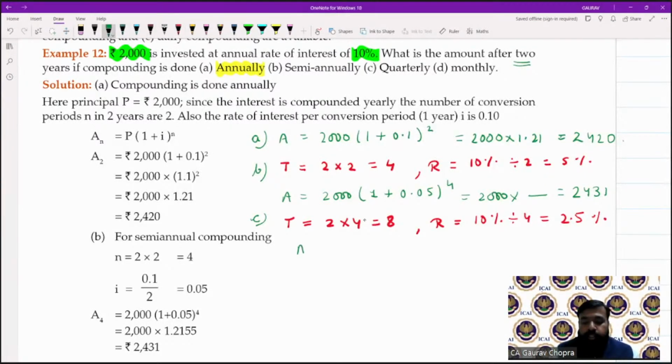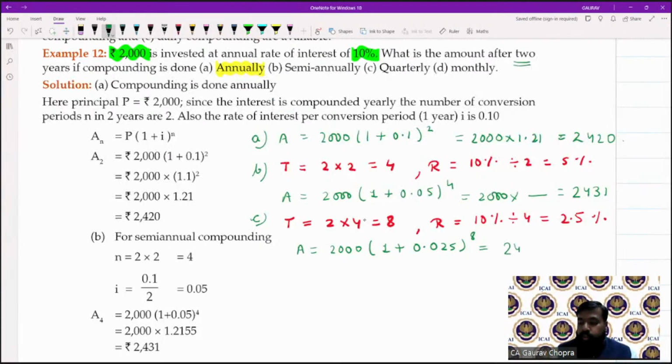So let's calculate. Amount equal to 2 lakh, then 1 plus 0.025, now to the power of 8. So this time we have to calculate the power 8. So equal to will be pressed 7 times. So 1.025 press multiply equal to for 7 times. 1, 2, 3, 4, 5, 6, 7. And then multiply with 2000.